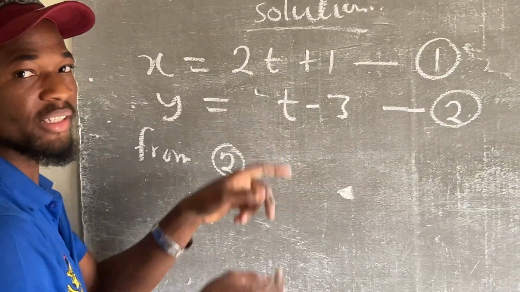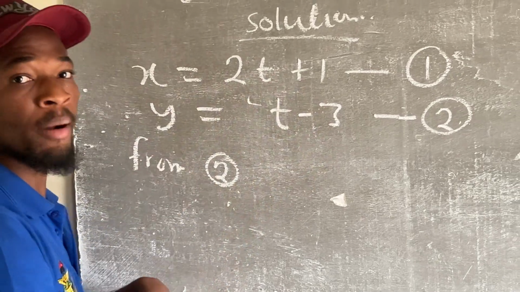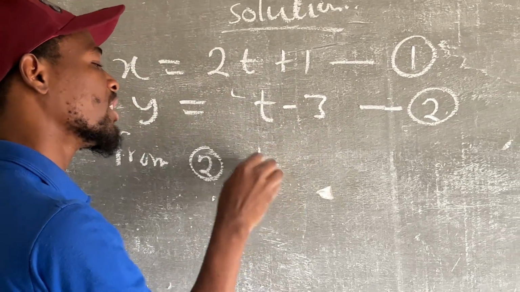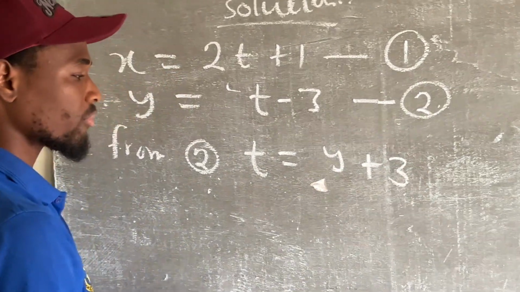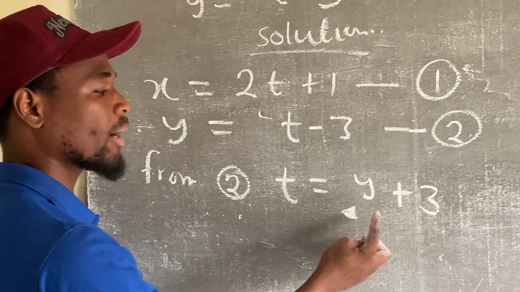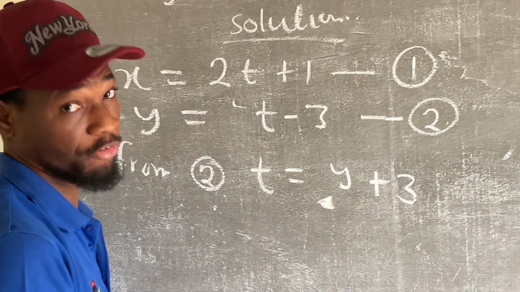When I make t the subject, I'll transpose negative 3 to the other side to become positive 3. So I have t is equal to y plus 3. As simple as that. So you can label this as your equation 3.